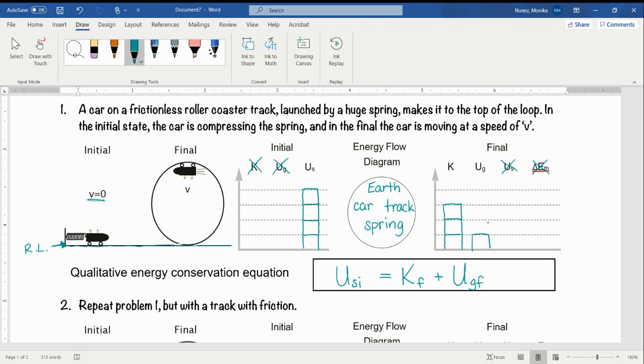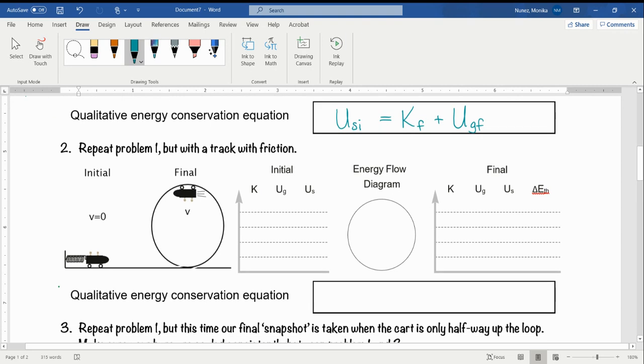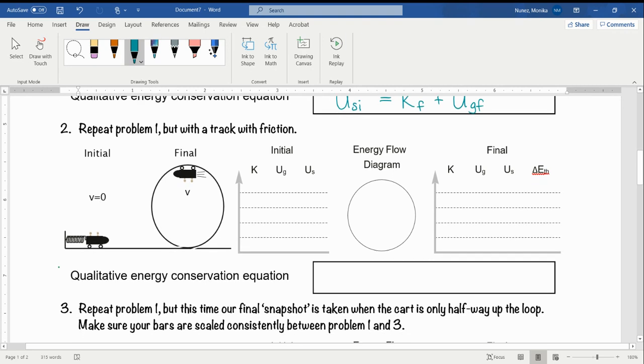We're going to repeat this process again on number 2, but this time our track has friction. So we will have the same objects in our system.